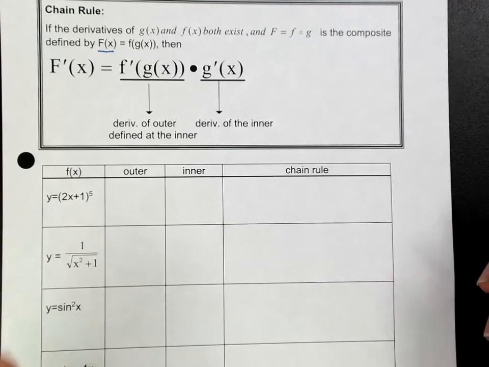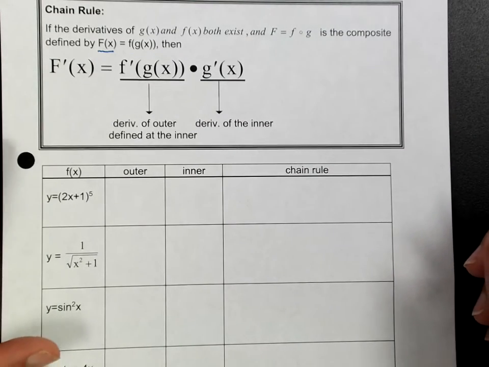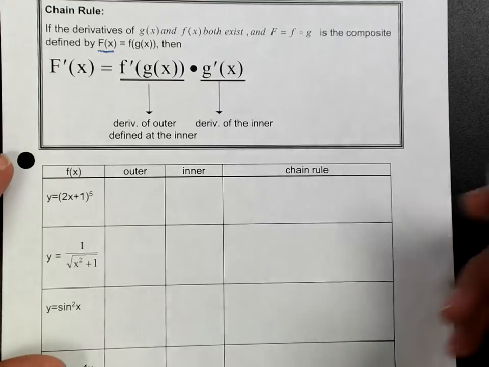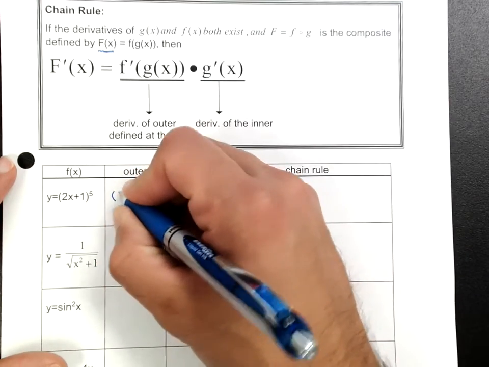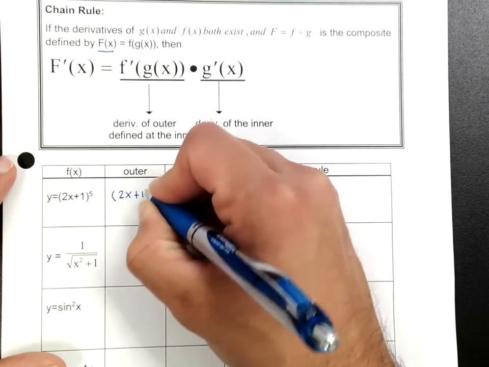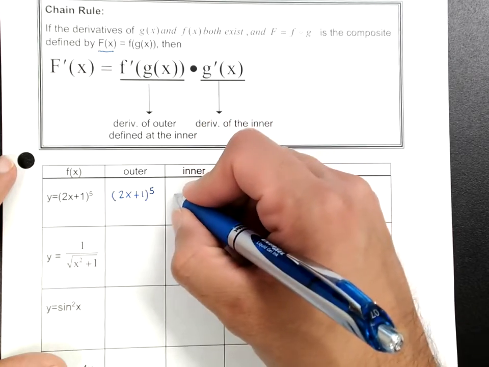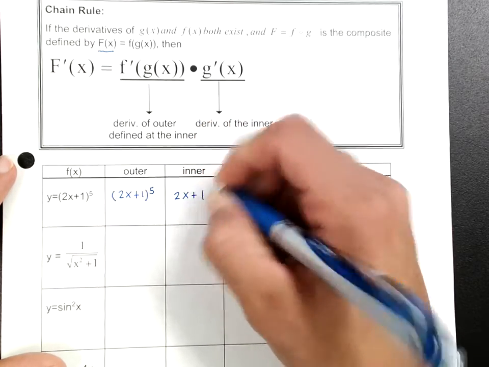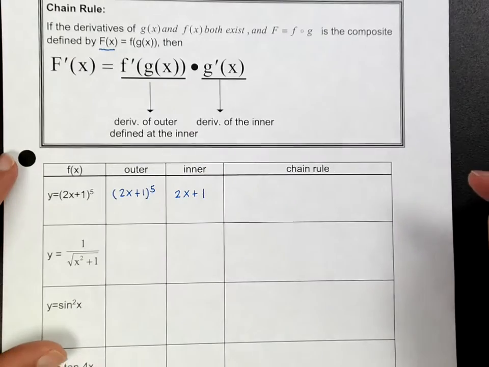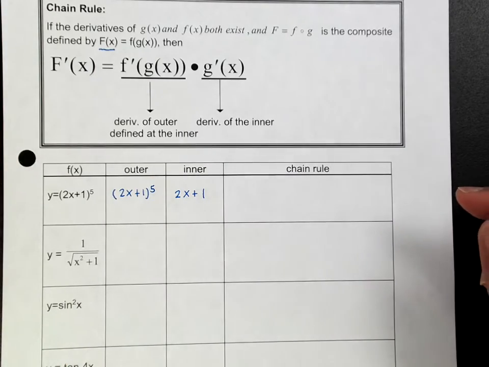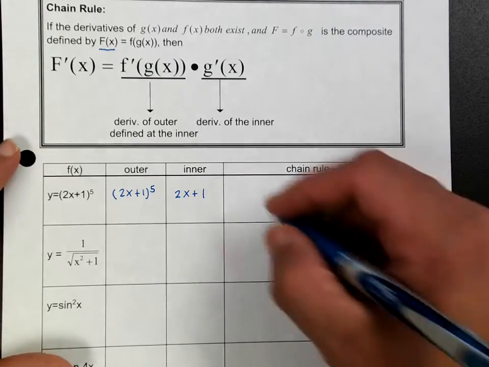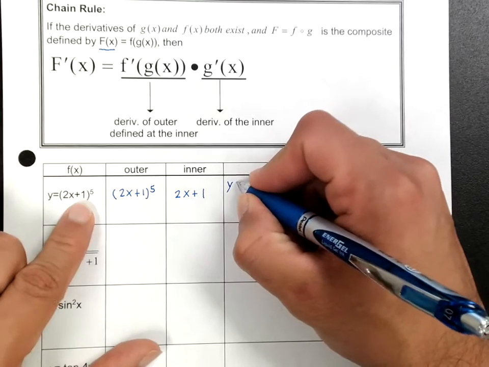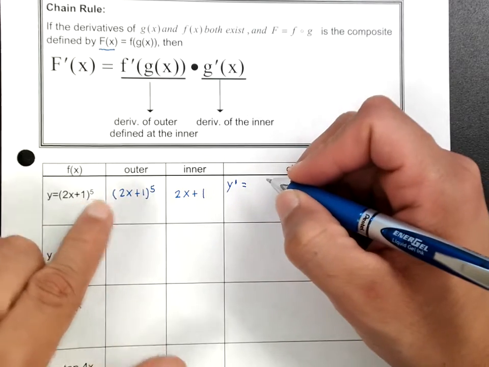So if we have a function that looks like this, we actually have a function within a function. The outer function would be 2x plus 1 to the 5th power, and the inner function would just be 2x plus 1. As soon as I see something like this, I know that I can use the chain rule.